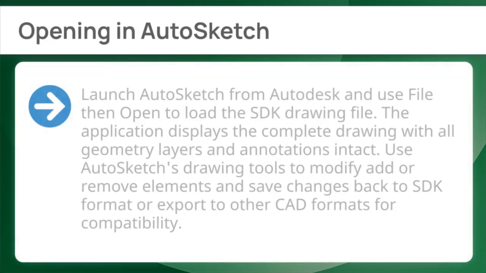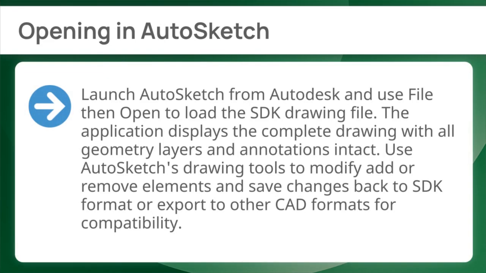First, opening in AutoSketch. Launch AutoSketch from Autodesk and use File then Open to load the SDK drawing file. The application displays the complete drawing with all geometry layers and annotations intact. Use AutoSketch's drawing tools to modify, add, or remove elements and save changes back to SDK format or export to other CAD formats for compatibility.